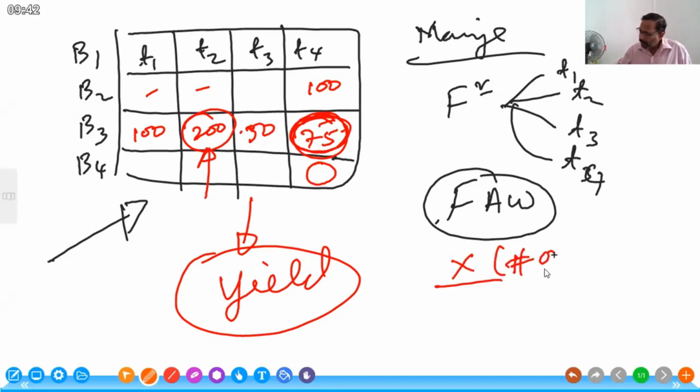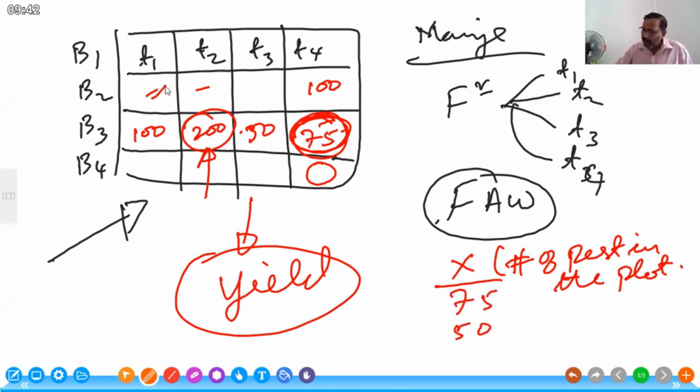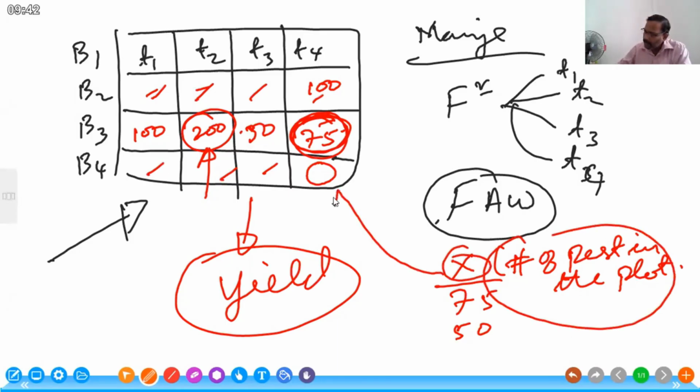Number of pests, or pest or armyworm, in the plot. So this is, as we said, 75, 50 for each. I mean, for every plot, you'll have to count the number by doing sampling or whatever it is. We'll have to count the number. So this is what we call a new variable I am introducing for this experiment. So this is a quantitative variable, number of pests in the plot.